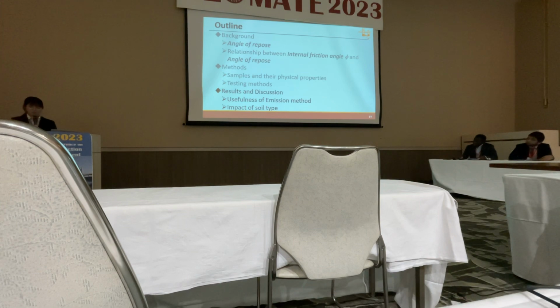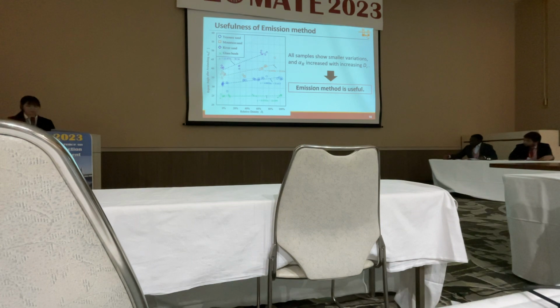Finally, here are results and discussion. This graph shows the results for alpha r of all samples. Green is glass beads, blue is Toyoura sand, orange is mountain sand, and purple is river sand. For all samples and density conditions, variations were small and alpha r increased with larger Dr. Therefore, we believe that our improved emission method is useful.